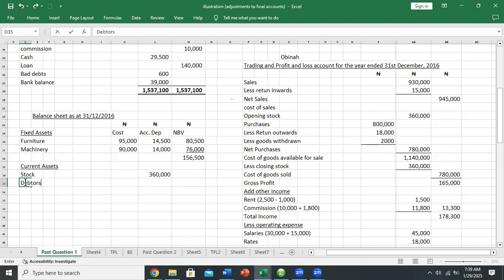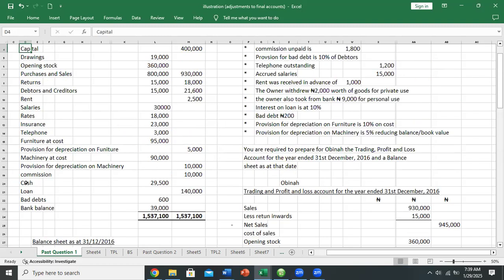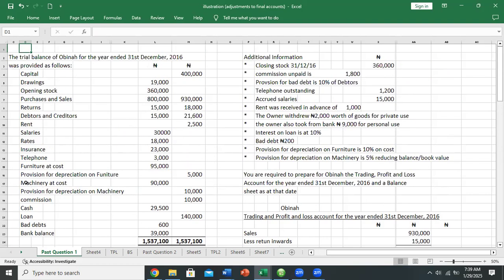So pick your debtors. But remember, we said that because of the additional information telling us about provision for bad debt and bad debt itself, during the discussion of the additional information, we said if you have bad debt, provision for bad debt in the additional information, you less them from the debtors. So first and foremost, we will pick the debtors as 15,000. But we have additional information giving us bad debt 200. So we have to less it from it.